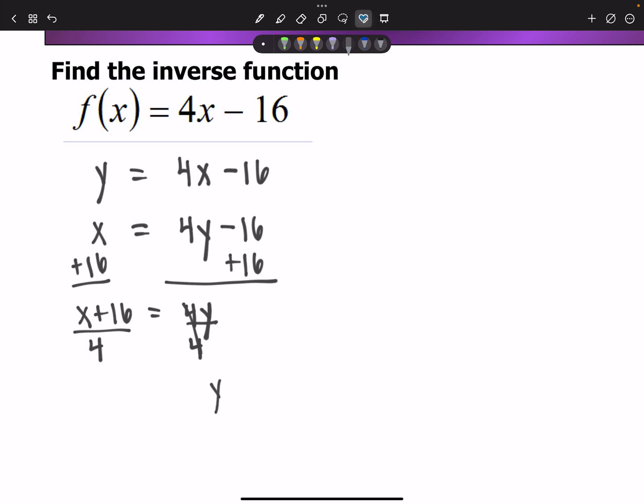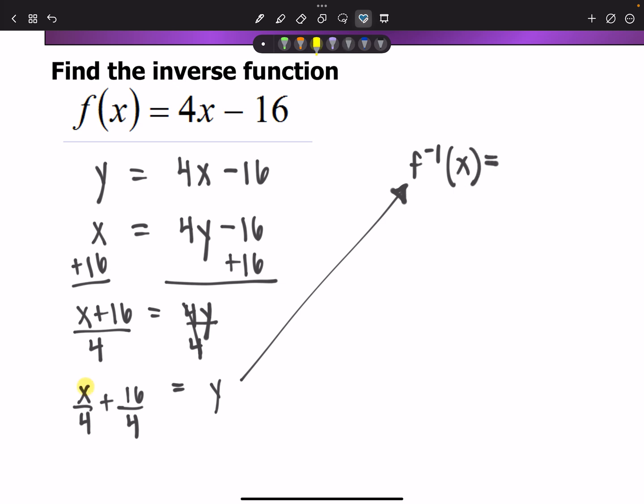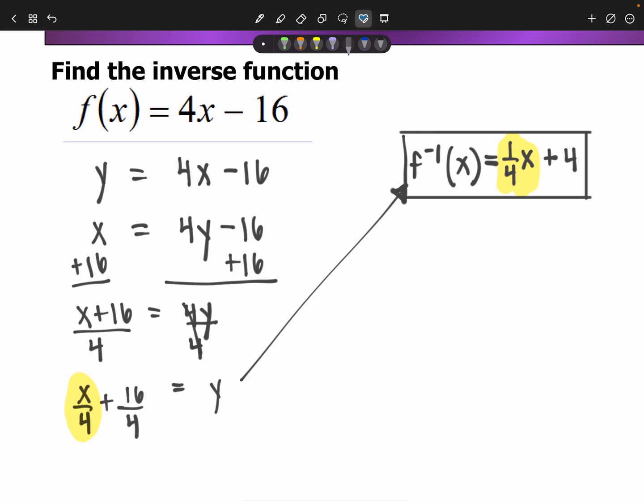And what that means is I have y equals, this divide by 4 goes with both terms in the numerator. So I'll have x over 4 plus 16 over 4. And that's going to be f inverse of x is equal to, I'm going to rewrite the x over 4 as 1/4 x. And then I'll rewrite 16 over 4 to be just the 4 that it simplifies to be. So that's our inverse, 1/4 x plus 4.